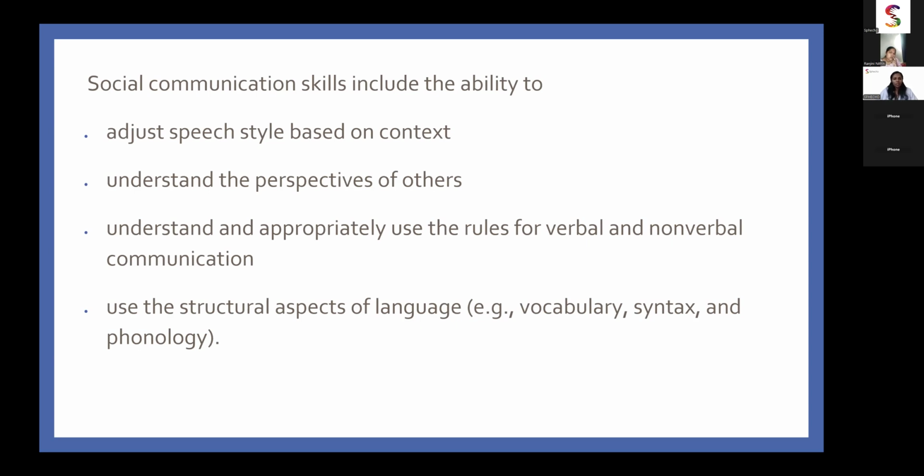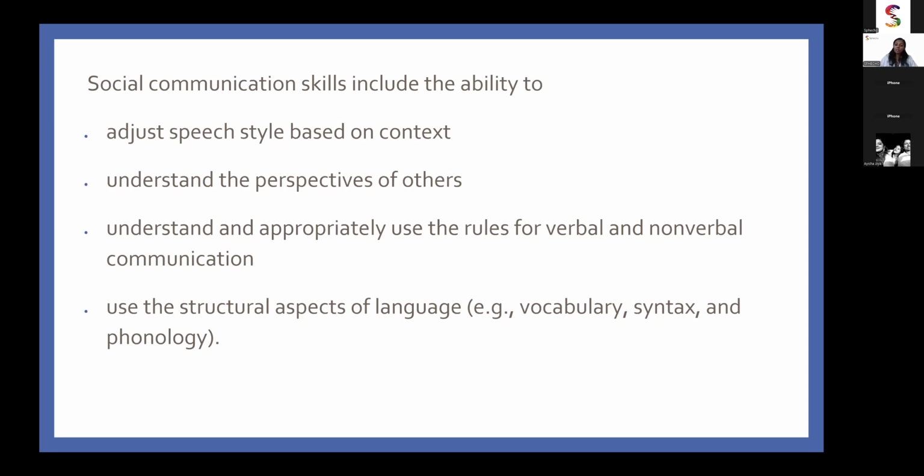Social communication skill means that this person, whoever is speaking, should be able to adjust the communication style based on different contexts. Also, understand the perspective of others. That also comes under social communication skills. Which means you should be an active listener. You should also listen to what others have to say. And then, understanding and appropriately using the rules for verbal and non-verbal communication. Rules for verbal communication: you wait for others to finish and you do not interrupt in between. Knowing these kinds of basic things is the rules of verbal communication.